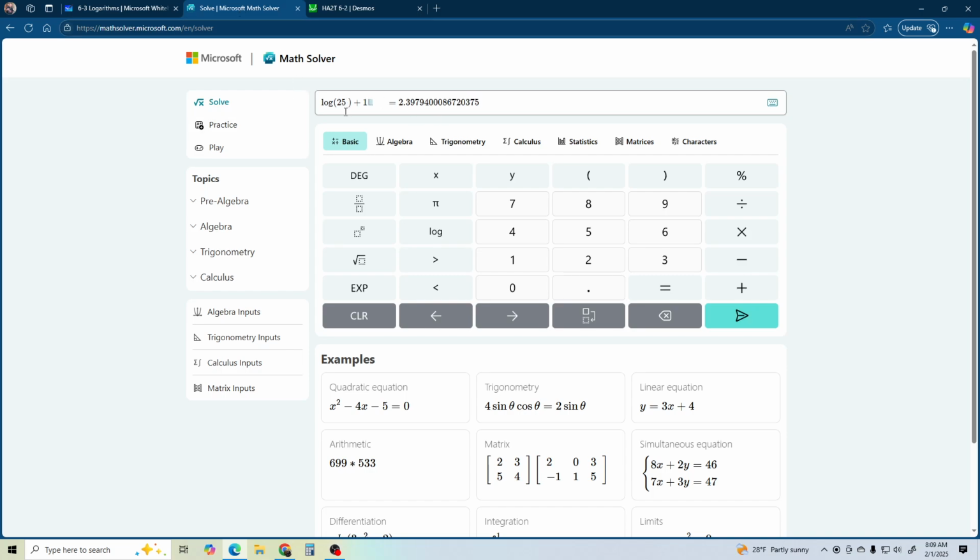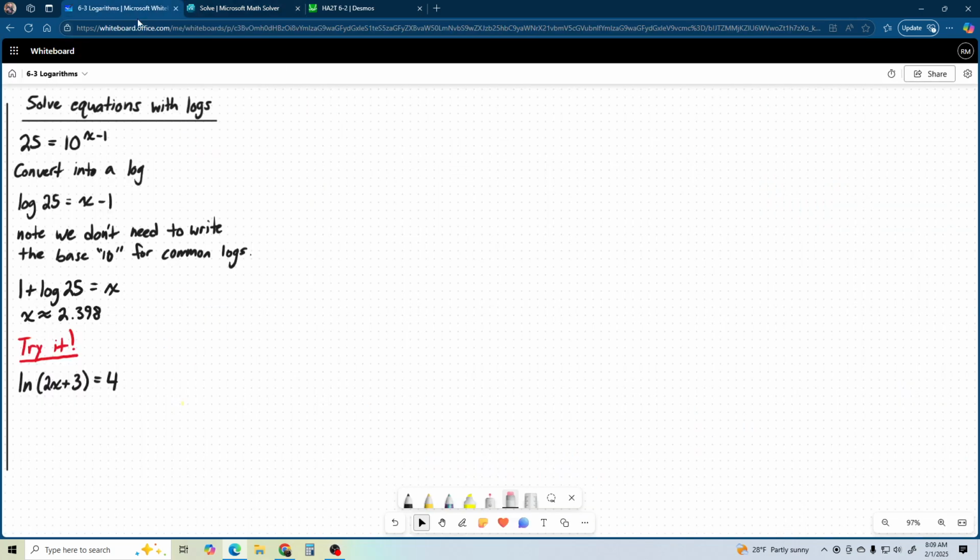Make sure that when you do the log, that the 1 is outside. If you try to do it all in one step, make sure that the 1 is outside the parentheses. Otherwise, you're just going to be taking the log of 26, right? Which isn't what we want. So, all right. Awesome. So let's go and try this one.